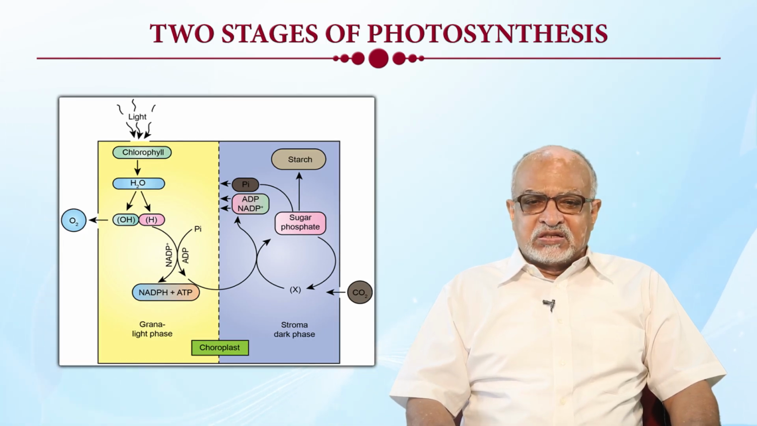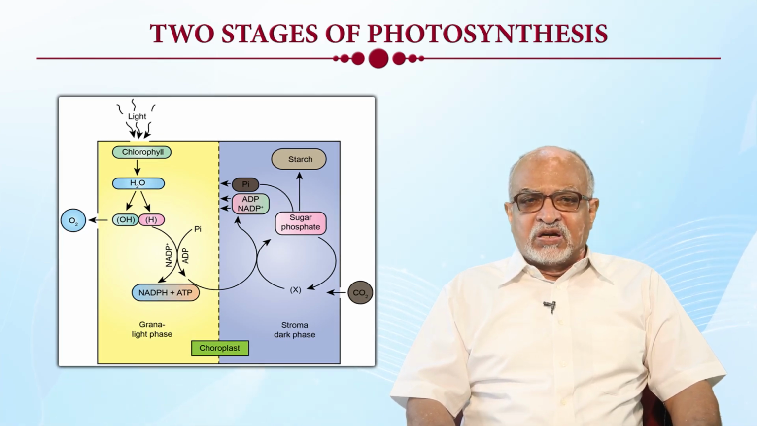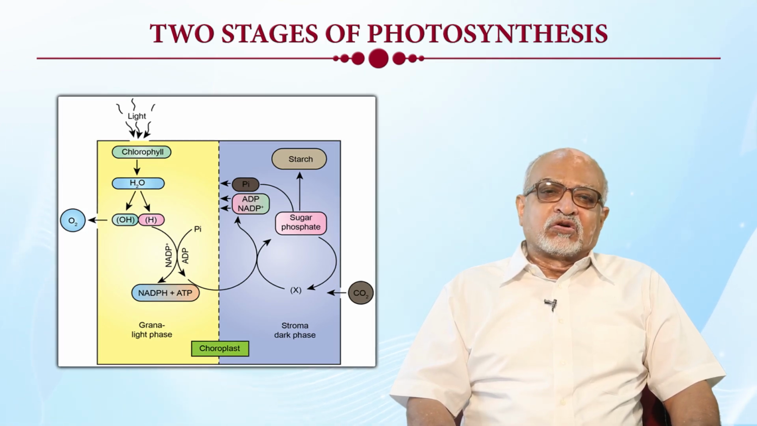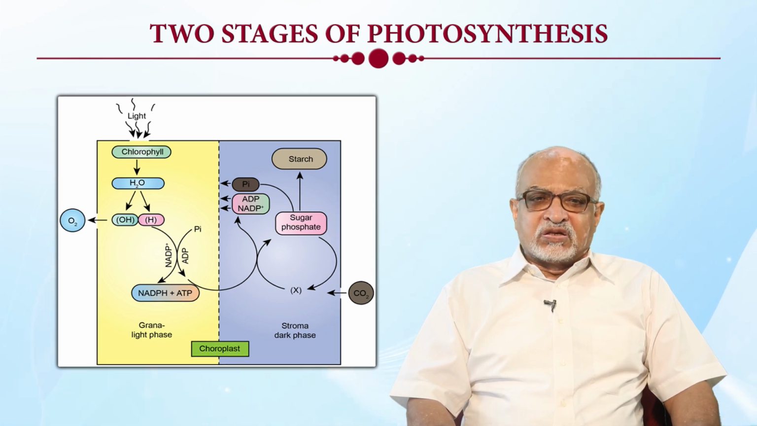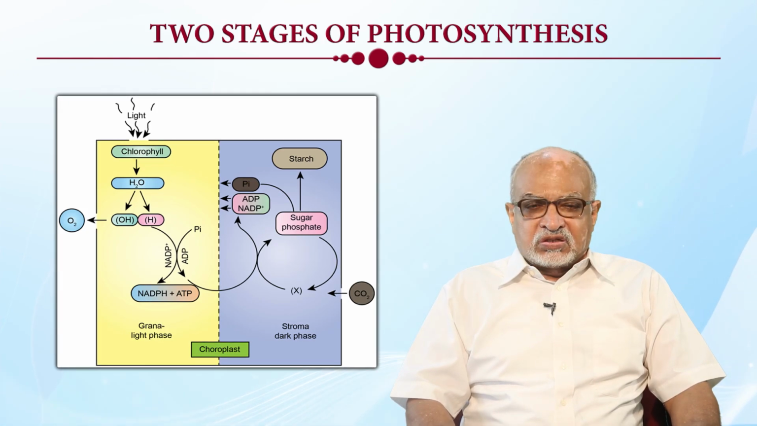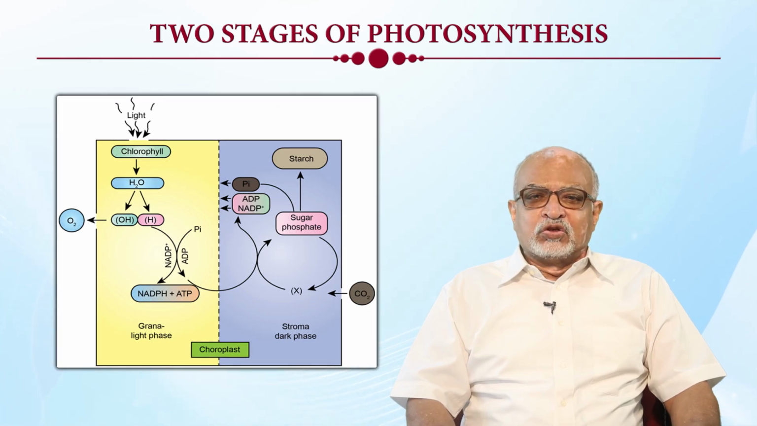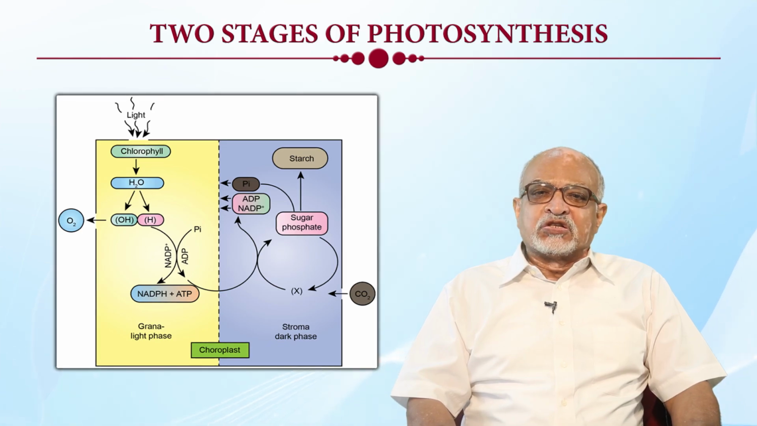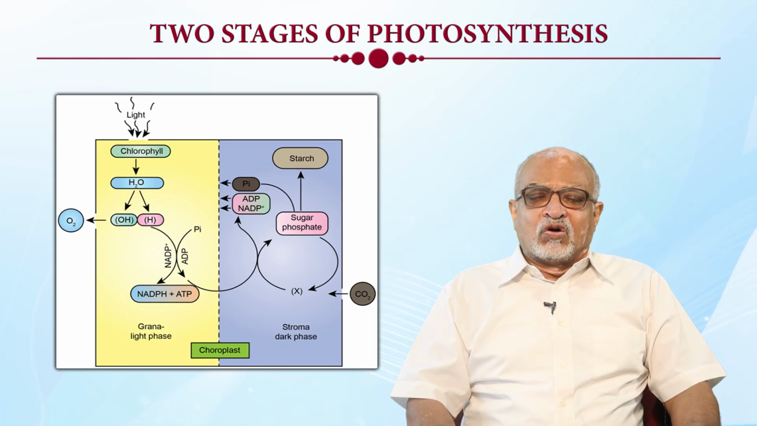Now, this process is taking place in the grana. Imagine the process has hardly begun and oxygen has been released. It gives us a very important thought, and that is, is the evolution of oxygen the sole aim of photosynthesis? Certainly not. The aim is to produce sugars. The aim is to convert the solar energy into potential chemical energy in the form of sugars which can later be respired. But then why did oxygen get released?